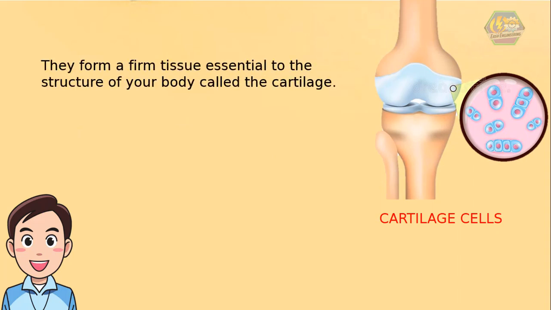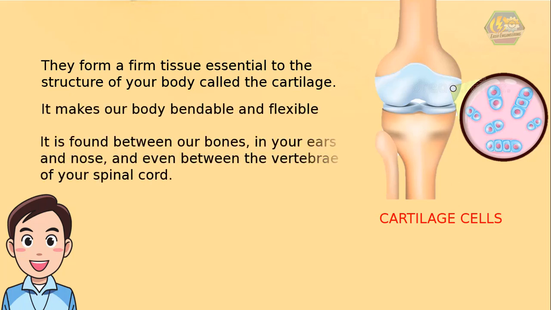Next are the cartilage cells. They form a firm tissue essential to the structure of your body, called the cartilage. It makes our body bendable and flexible. It is found between our bones, in your ears and nose, and even between the vertebrae of your spinal cord. Well, if you are a gymnast, you must have a lot of this.